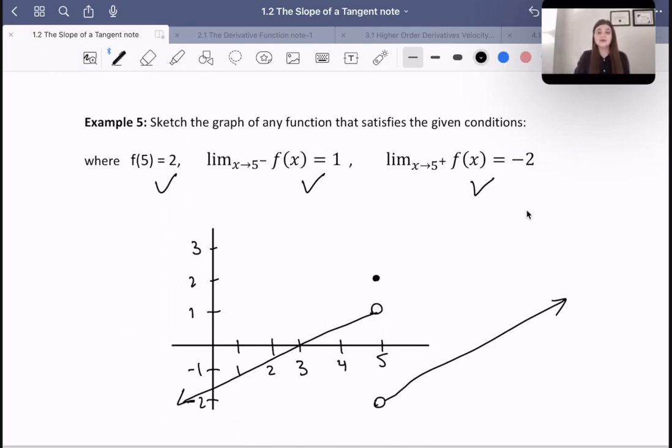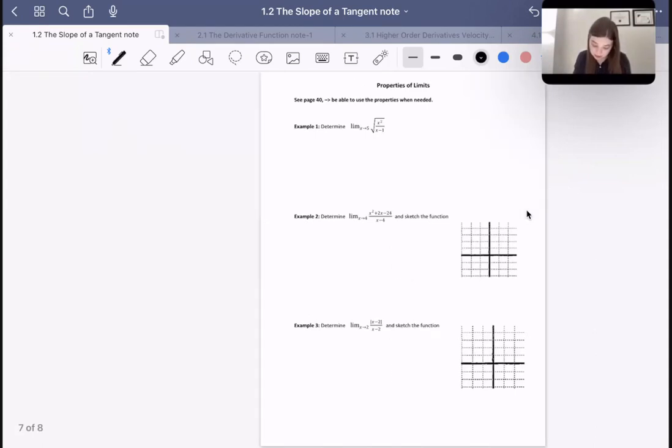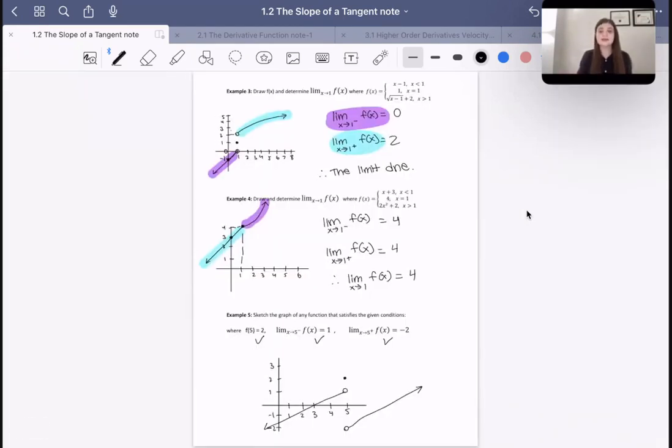All right, well, that is it for today. Next time, we'll be talking about the properties of limits, but that is it for today.